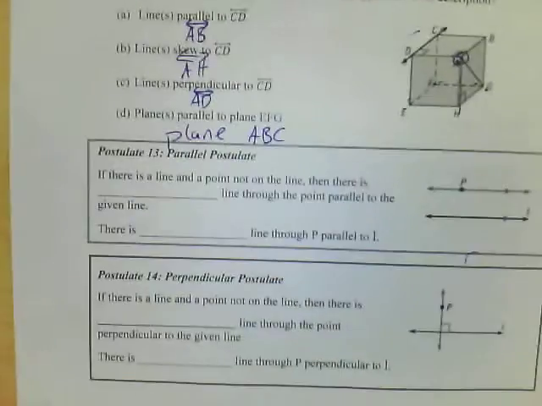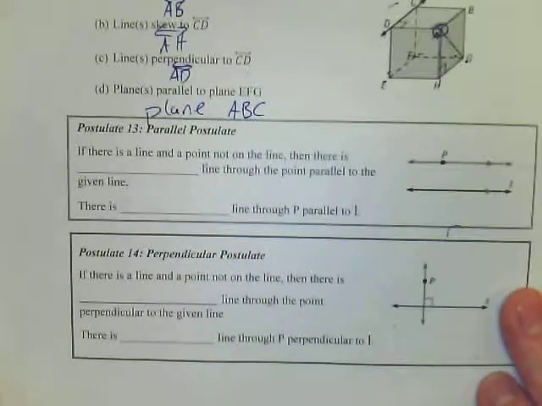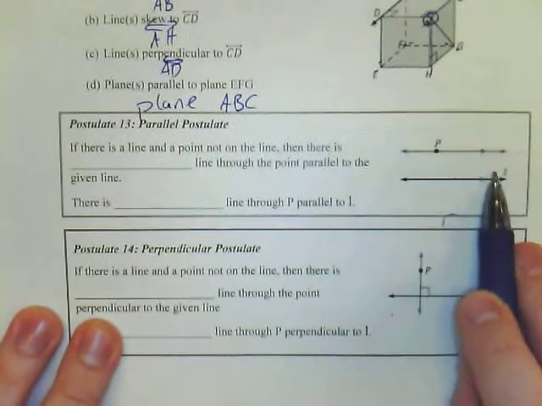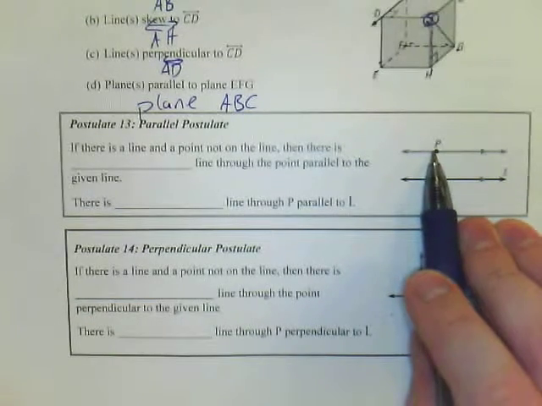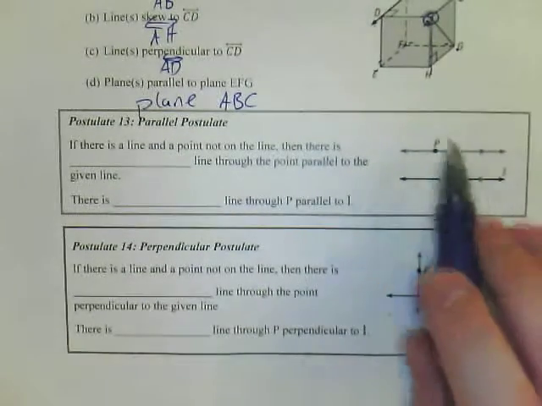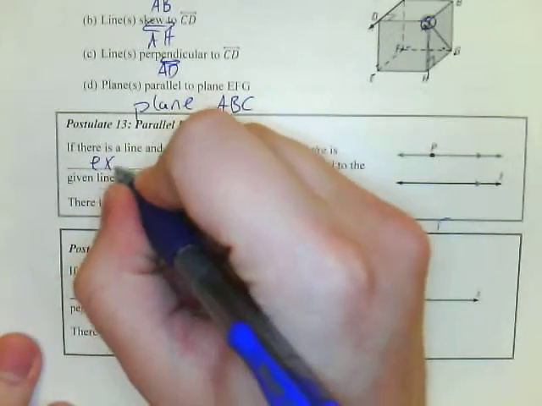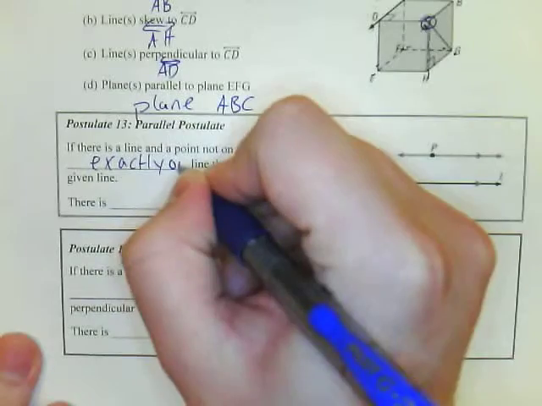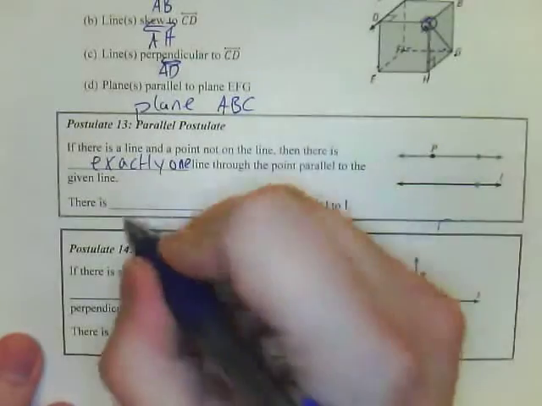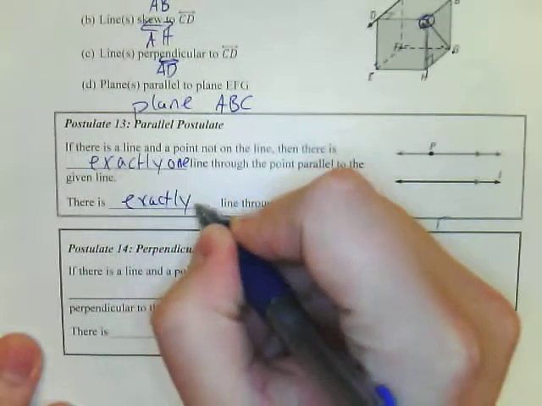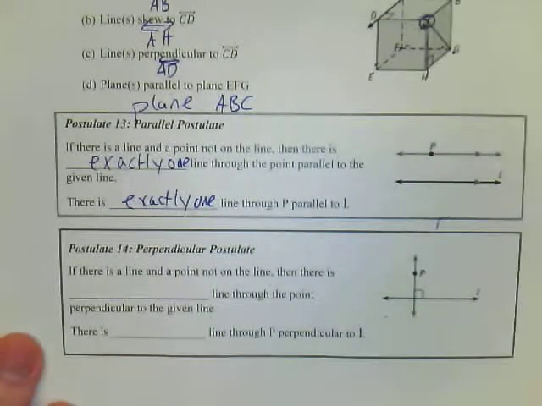All right, postulate 13. This is called the parallel postulate. So if we have a line, say this line right here, and a point not on that line, say point P, there is one and only one line parallel to this line that goes through point P. So we can say that in mathematical terms by saying exactly one. So we say there is exactly one line through that point, no more, no less. So there is exactly one line through point P that is parallel to line L.